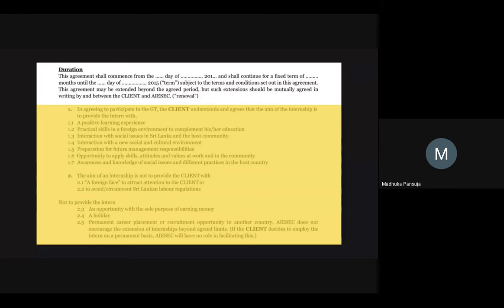So this is how the duration is filled, and it is followed by some clauses, and these are the things that you should read separately, and these are very important things. We can't explain each and every one of this in this session, so that's why I have separated that part. So I will share the contract with you. You guys should read it thoroughly.